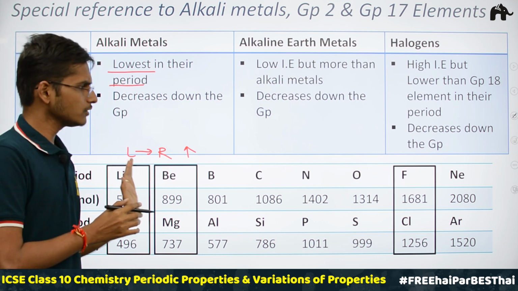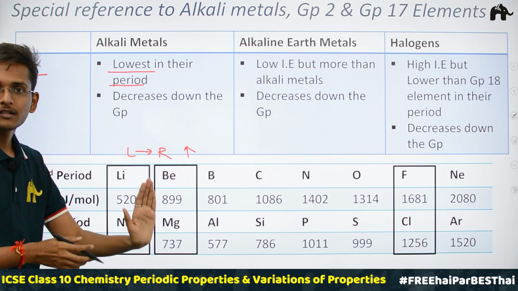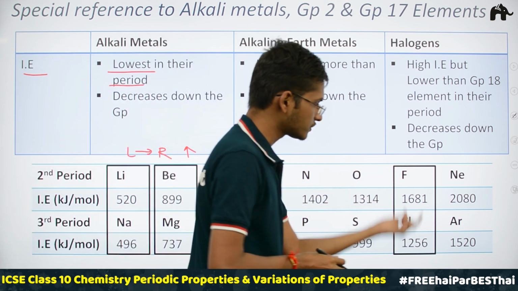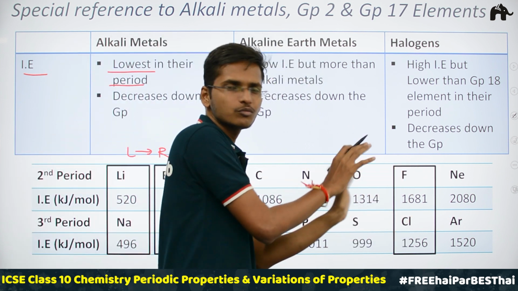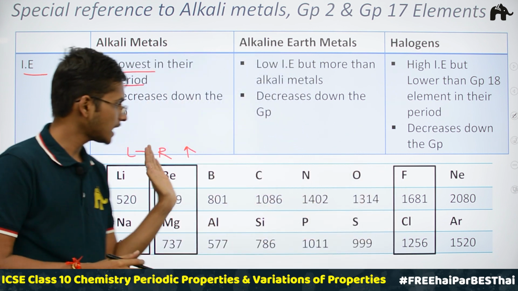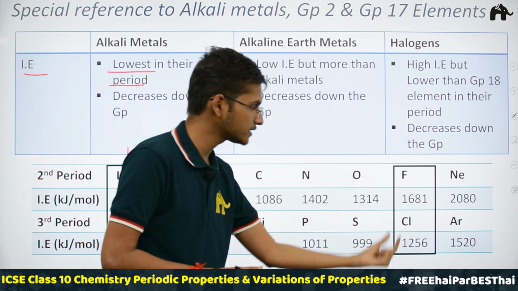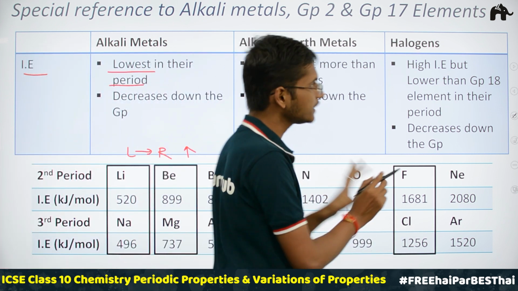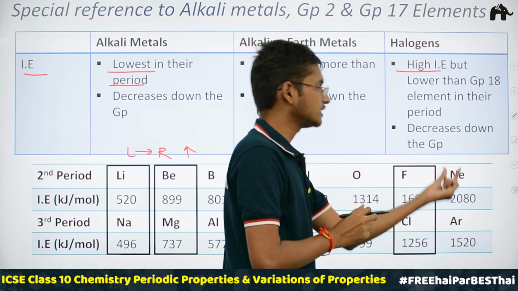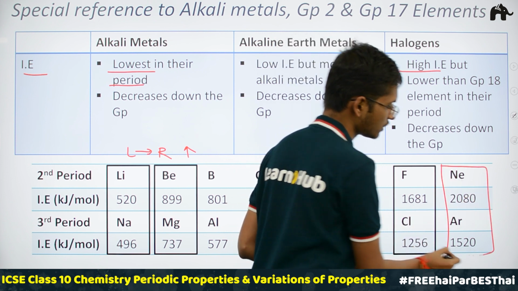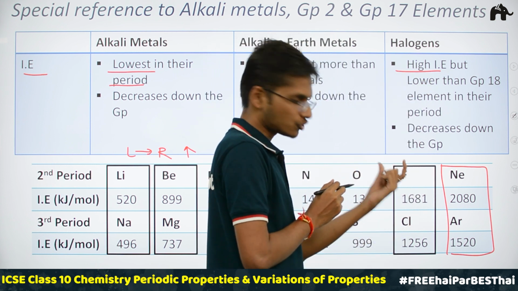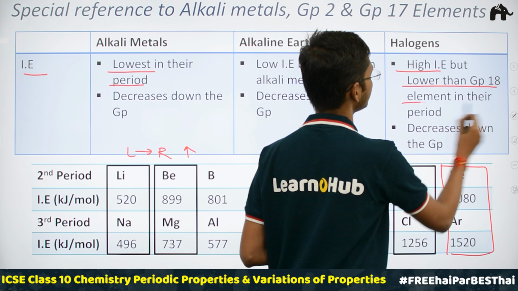Now, just now I said it increases from left to right. So the highest values would be towards the right. And see, halogens, that is group 17 elements, belong almost to the extreme right. Therefore they would have high values of ionization energy. Here you can see in the table, 1681, 1256, right? But their ionization energies would be lower than the group 18 elements, because the highest ionization energies would be possessed by group 18 elements. So they show high ionization energies but lower than the group 18 elements in their period.